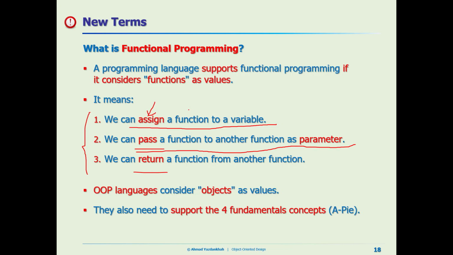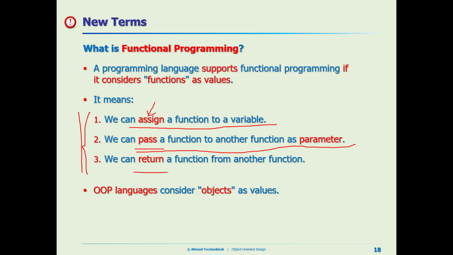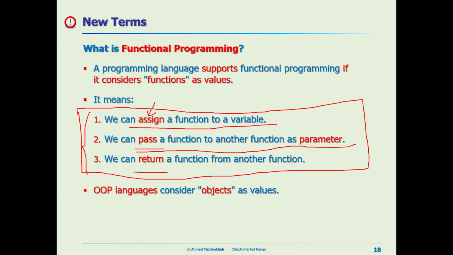Let me summarize what I said here. If we can consider a function as a value, then we would say our programming language supports functional programming. And when can we say a function can be considered as a value? When we can do these three things. If we can do these, then we would say we have functional programming. All right.